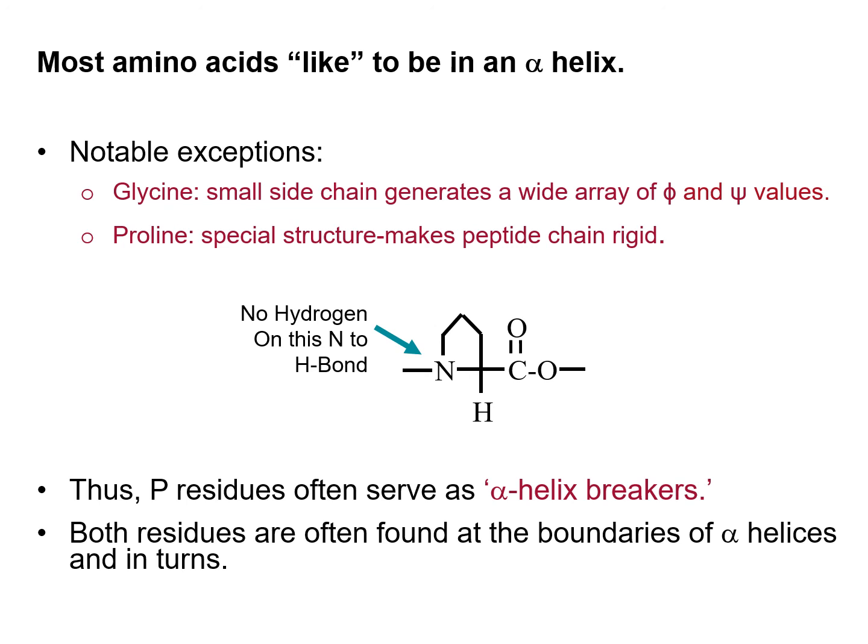And proline is another exception, where it has a special structure, as you can remember. Proline is pretty rigid, and also there's no hydrogen atom attached to this nitrogen, so it's not going to form hydrogen bonds with the other side chains or the backbone. Therefore, proline residues often serve as alpha helix breakers because proline cannot form the alpha helix and usually just disrupts that structure. Both residues, glycine and proline, are often found at the boundaries of the alpha helices and in turns too, working as breakers.